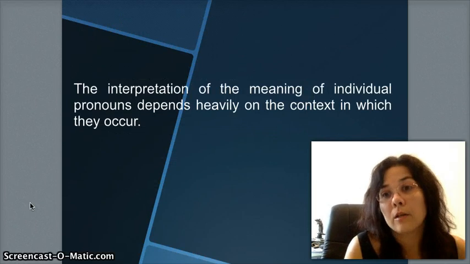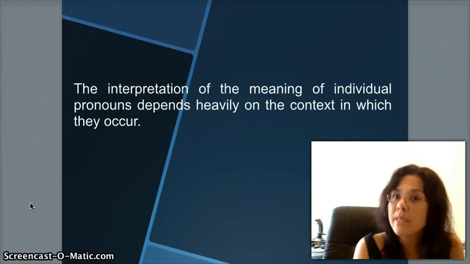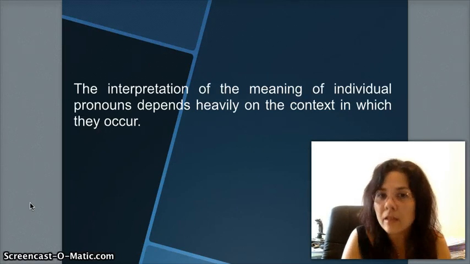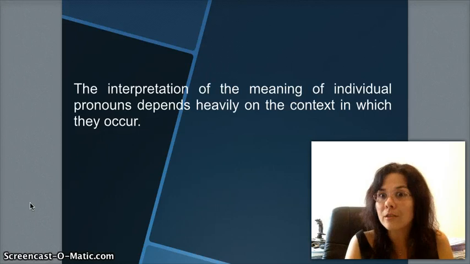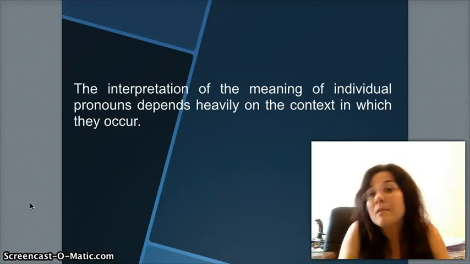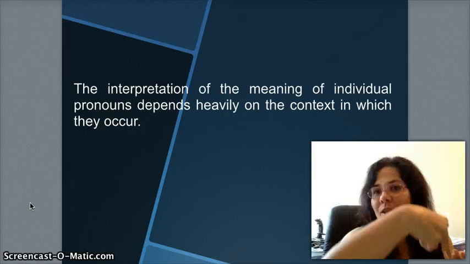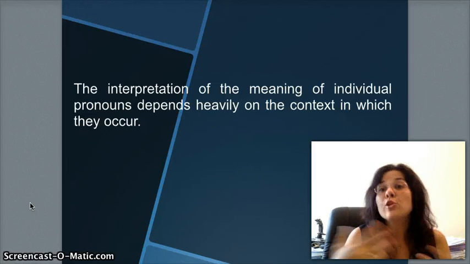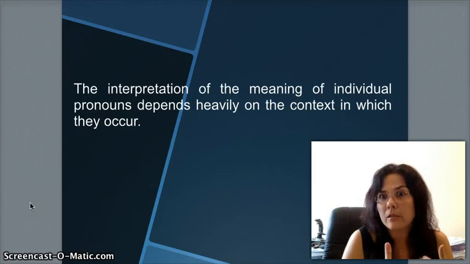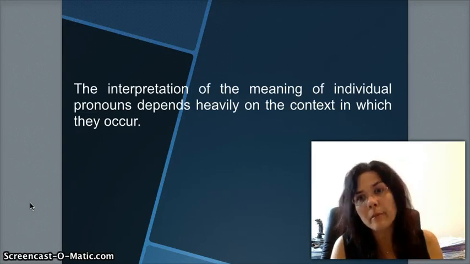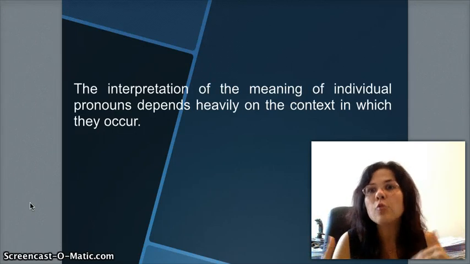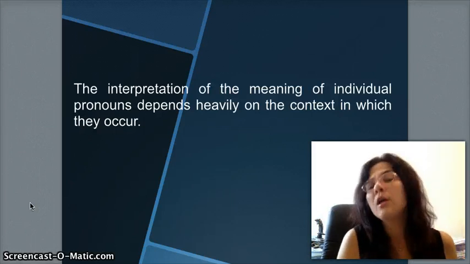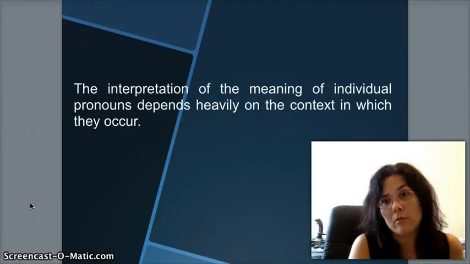So we can conclude that the interpretation of the meaning of individual pronouns depends heavily on the context in which they occur. Sometimes we can't refer back to something previously mentioned. We have to resort to our context, or to our background knowledge, so that we can infer what or who these pronouns refer to, okay?